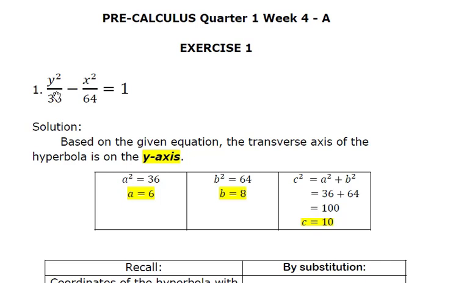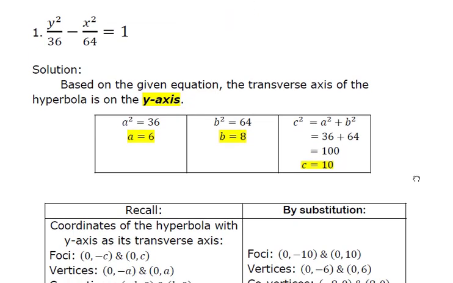Solving for a, given a squared equals 36, so we found a equals 6. Then b squared is 64, square root of 64 is 8. Then c squared equals the sum of a squared and b squared. In this case, we have c squared equals 100, c is the square root of 100, which is 10. So we have now the values of a, b, and c.